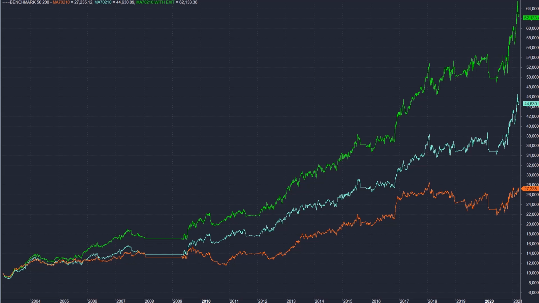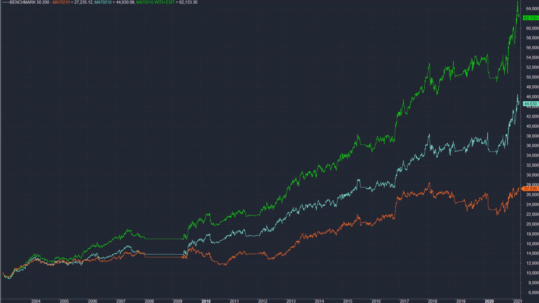The green equity curve is the best performing candidate of the second optimization I ran, where the buy signal is the same as the previous one, so the 70-day moving average crossing above the 210-day moving average. However, the sell signal is different. The exit side of the system uses a different set of moving averages, the 110-day and 230-day moving average, where the sell signal is generated when the 110-day moving average crosses below the 230-day moving average. All other rules are identical, and I've put them in the description of this video.